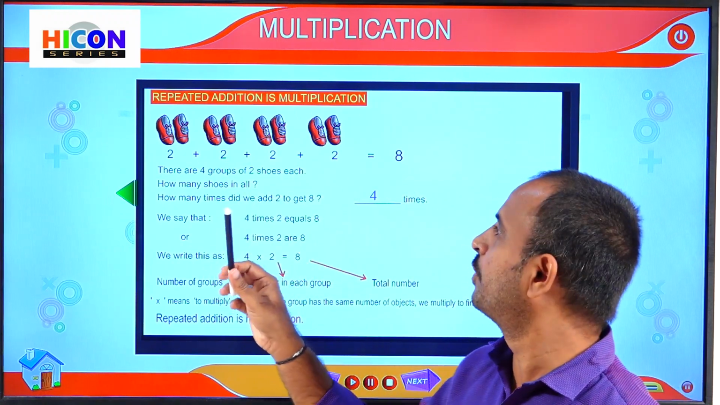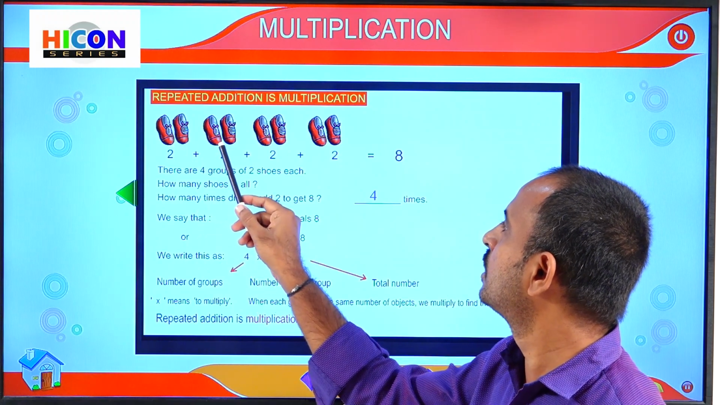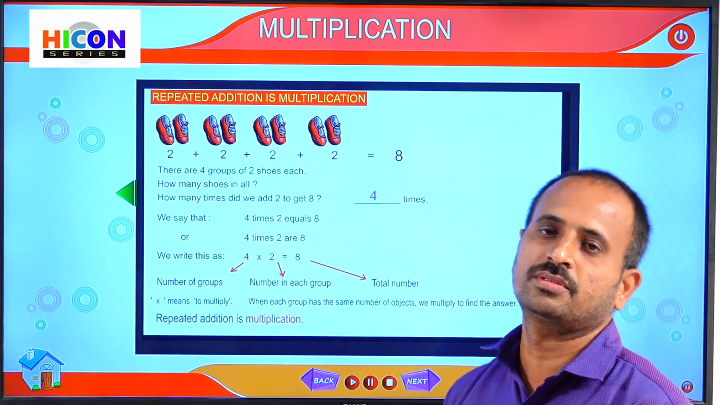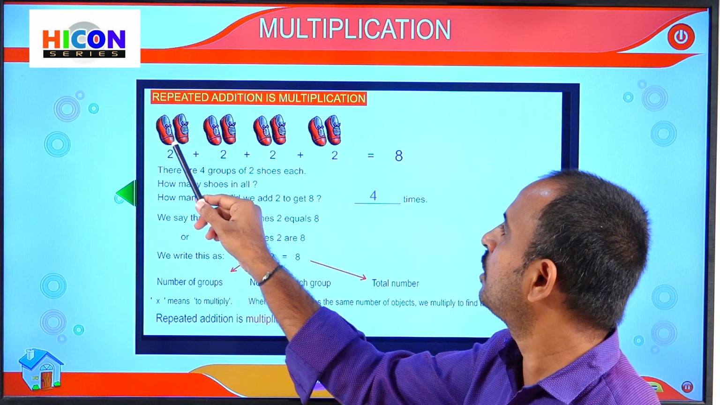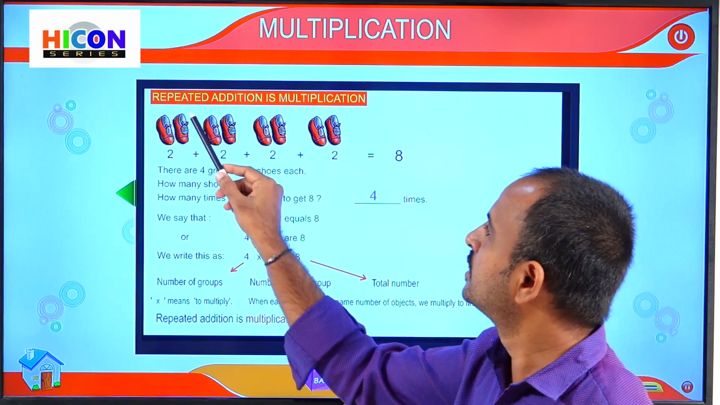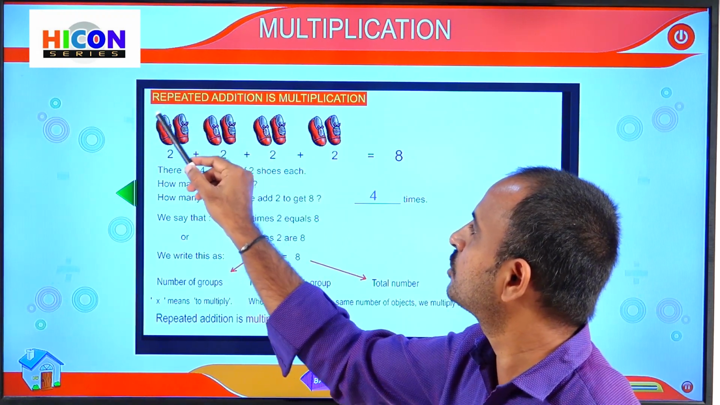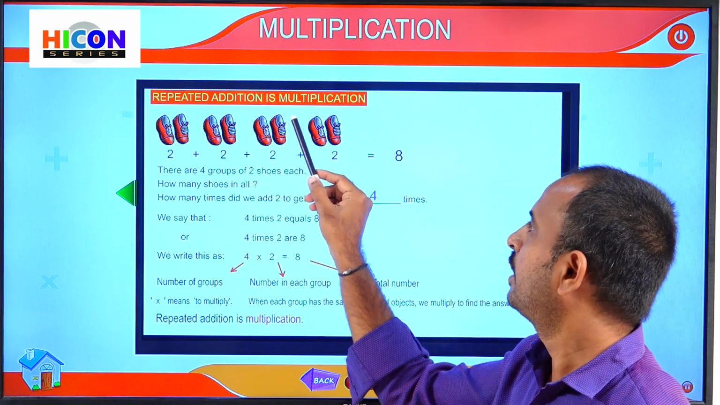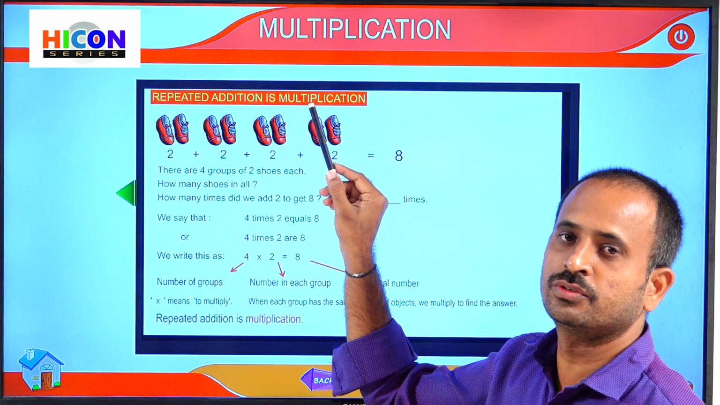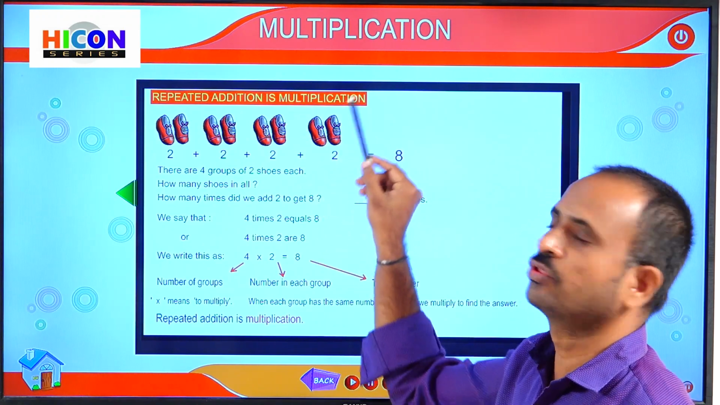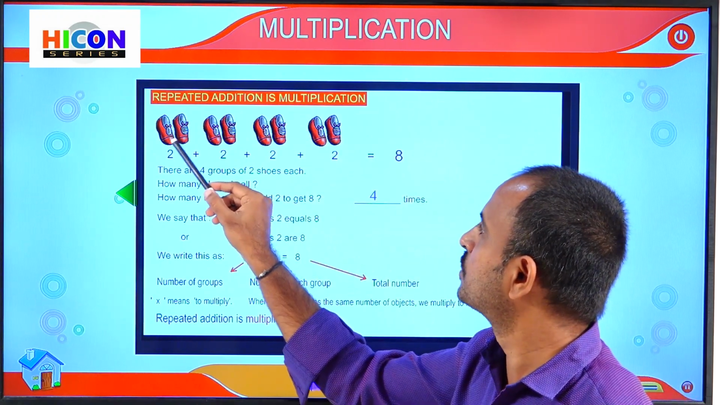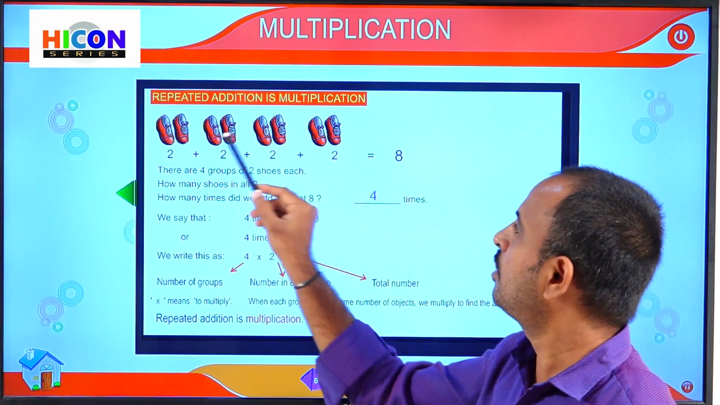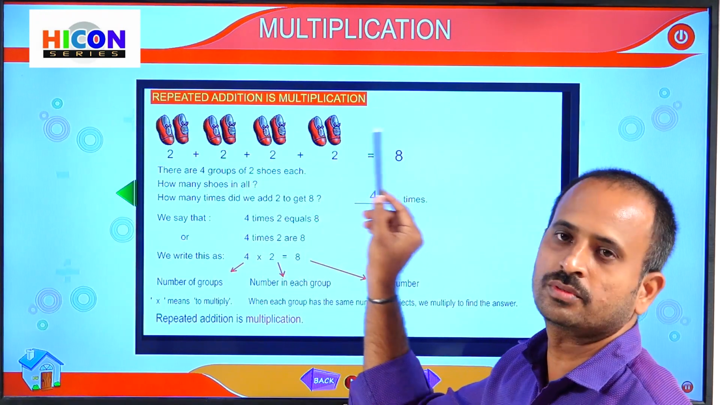So see an example here. Children, you are observing some groups of shoes. How many groups of shoes are there? This is the first group of shoes. This is the second group. And this is the third group of shoes. And this is the fourth group. Children, how many groups of shoes are there? There are 4 groups of shoes.